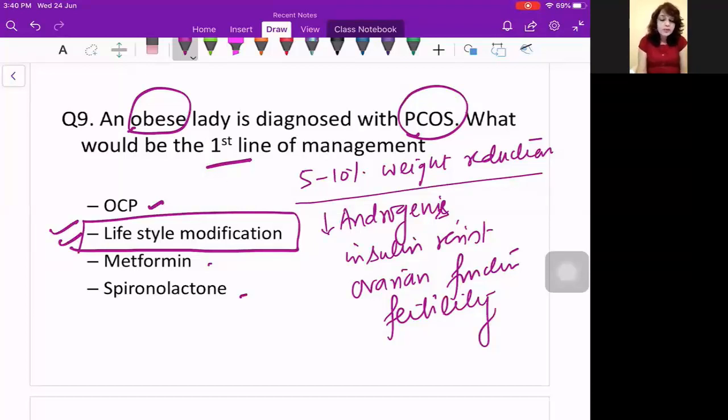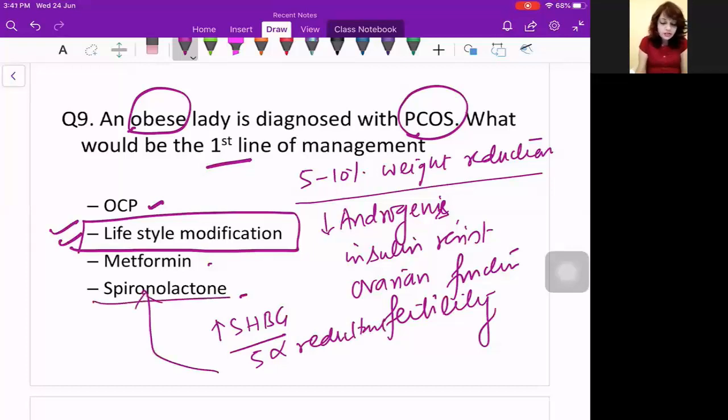Fine. The OCPs work, they correct the menstrual disturbance which is caused in PCOD. OCPs are recommended in those who have hirsutism or acne, because they increase the sex hormone binding globulin, so that the free testosterone levels which are causing the problems can get bound and the effects will be reduced. Also, it inhibits 5-alpha reductase activity. 5-alpha reductase activity is also reduced by spironolactone, which is an antiandrogen drug. Metformin corrects the insulin levels. So that comes as the second line. First is the lifestyle modification.